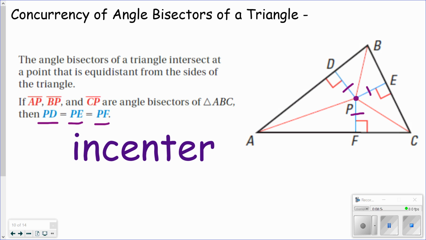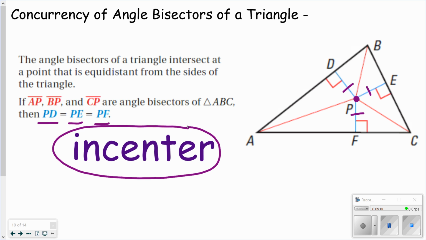So point P is going to be the intersection of all the angle bisectors. That's called the incenter. This is another vocab term that you will want to know. So the concurrency of the angle bisectors is called the incenter. Please write that in your notes.